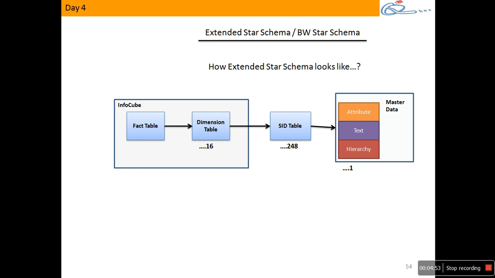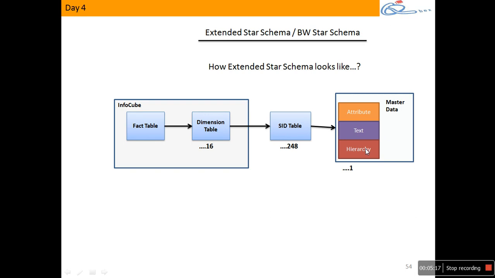Okay, fine. Now look at this. When you say InfoCube, when you say extended star schema, you'll have all these tables. Look at this. You'll have a fact table connected to what? Dimension table. And dimension tables are connected to what? There's something called SID tables. And the SID table is connected to master data, which could be of three types: attribute, text, and hierarchies. This is the outline of the schema, how it looks.